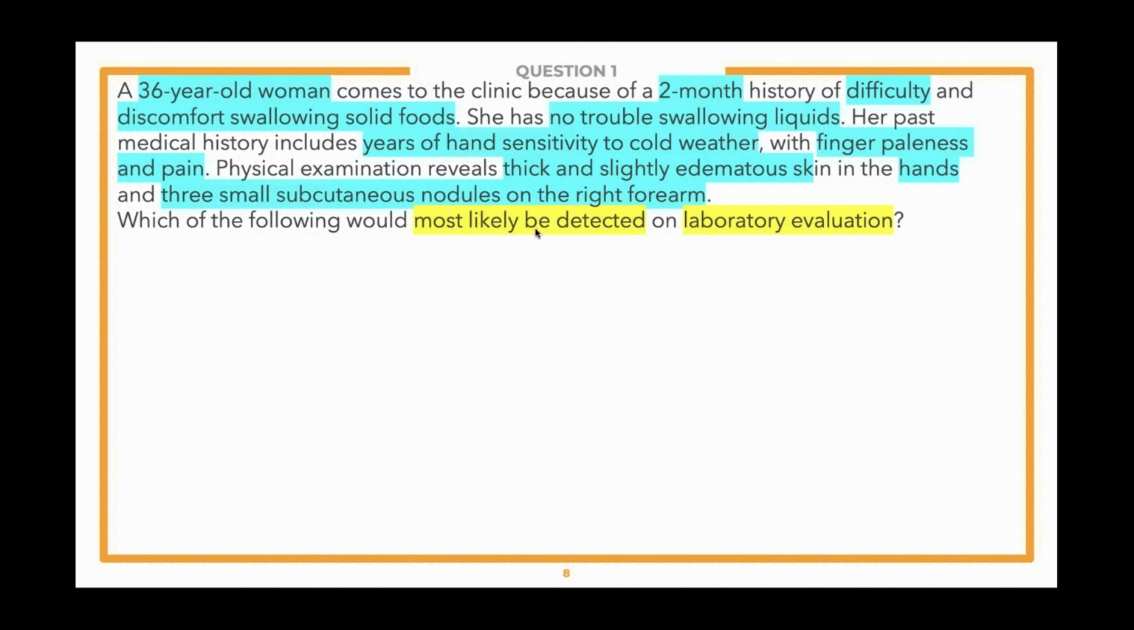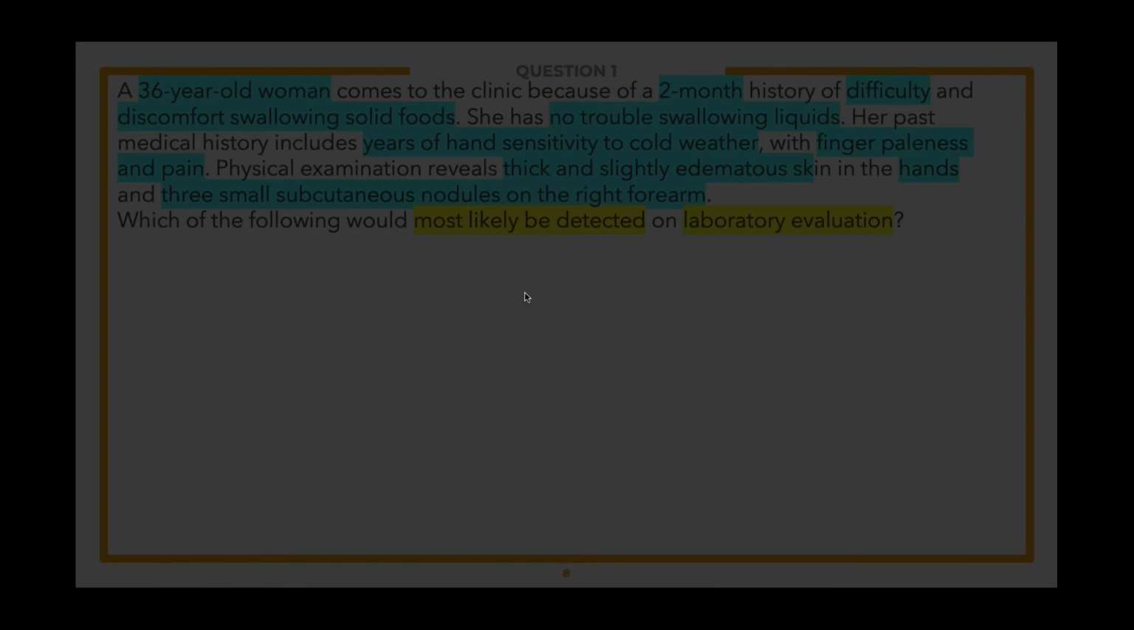So I think we've got a couple steps here. One, we've got to figure out what's going on in this patient: what's the condition, what's the diagnosis? And two, what would you see on laboratory evaluation of that patient? So I think we've got a two-step question here. Let's go ahead and take a look at those answer choices.